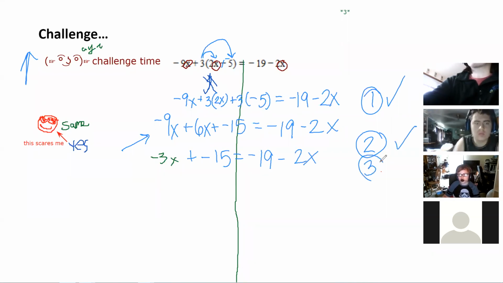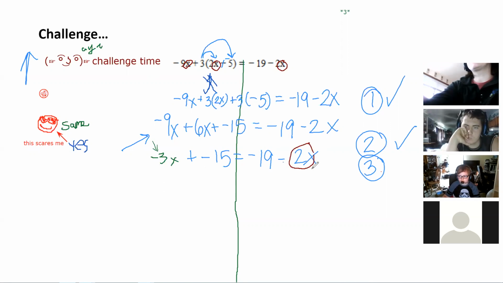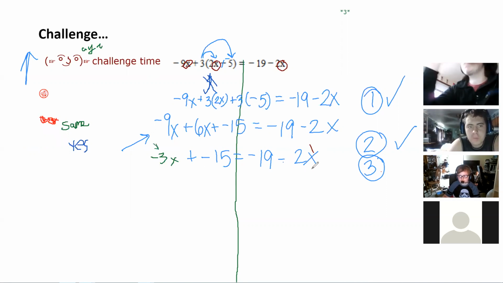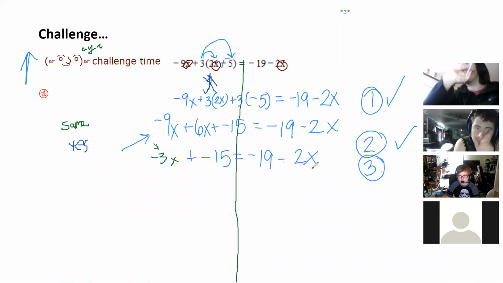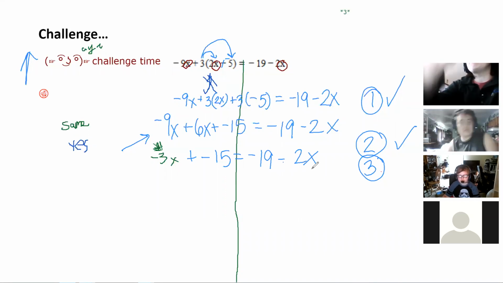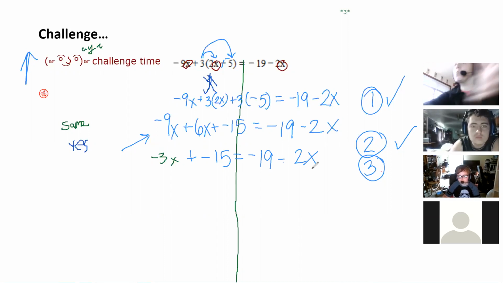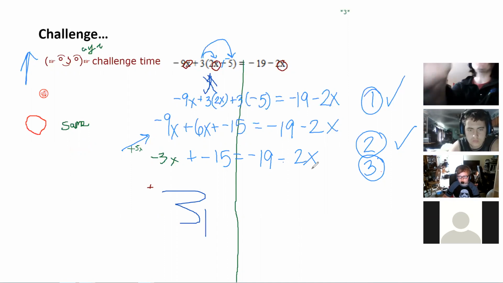Now we got to get our variables together on the same side. We're going to pick on the smaller one. Which one's smaller, negative 3x or negative 2x? Remember, with negatives, it kind of works opposite, right? As the negative number gets bigger, it's actually further away from 0. So yeah, that minus 3x is bigger. So we're going to do the opposite to that to move it to the other side. What's the opposite of minus 3x? Plus 3x. Yup. Very good.